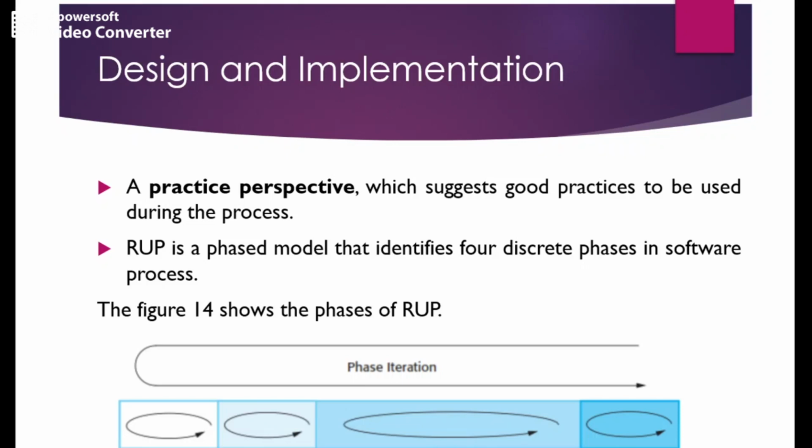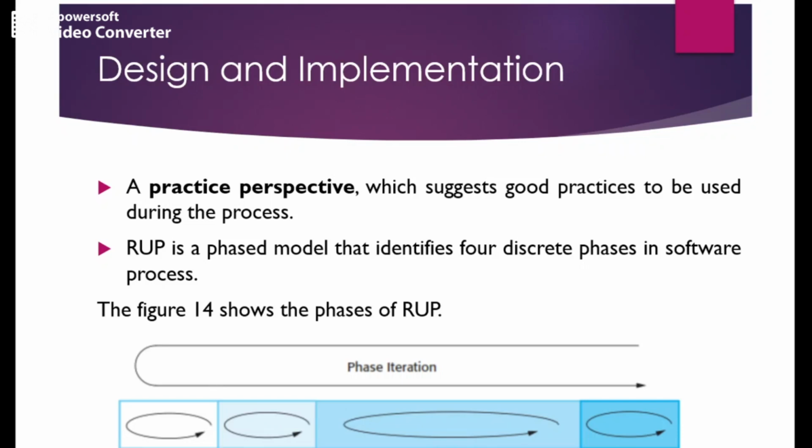Okay. So RUP is a phased model after all. Why is it called a phased model? Because it identifies 4 discrete phases in the software process while developing the software. So there are 4 discrete phases.